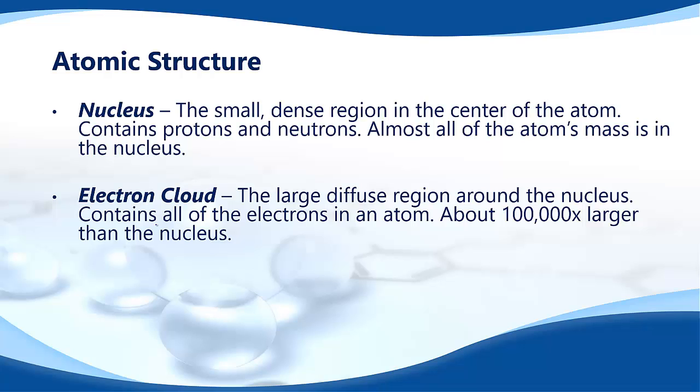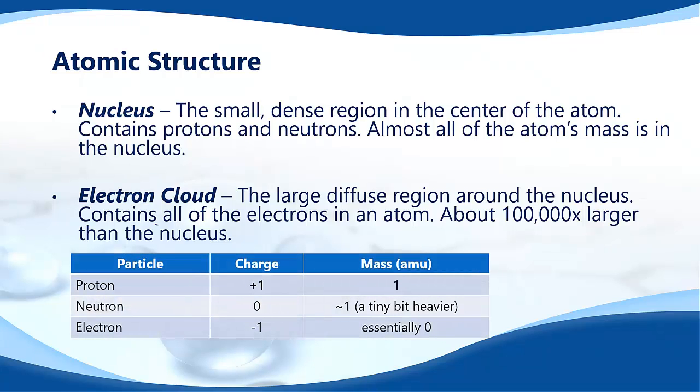Now, the three particles, again: we have protons, neutrons, and electrons. The protons and neutrons exist in the nucleus. Protons are positively charged. Neutrons have no charge, they're neutral. They both have a mass, and AMU is just a made-up number that makes our life a little bit easier. A proton is defined to have a mass of 1 AMU. The neutron is a tiny, tiny bit heavier, and I'll get into why that is in a second. The electrons, which are in the electron cloud, have a negative charge, and their mass is essentially nothing.